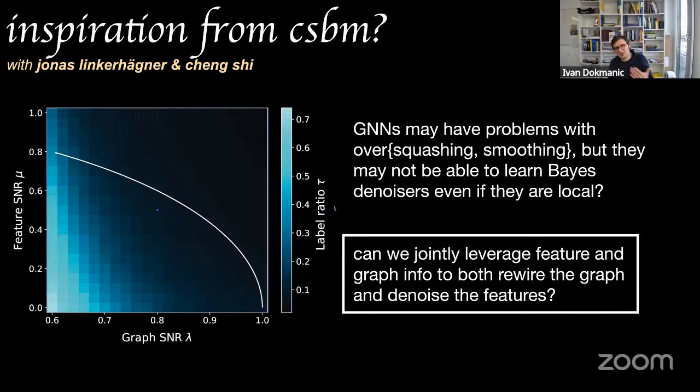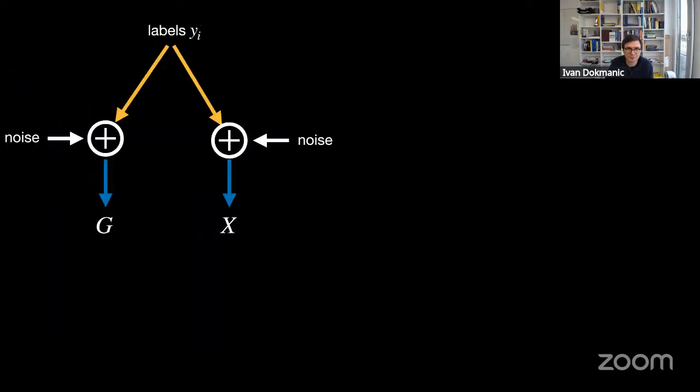So we tried to see what happens if we interpret graph rewiring as a simple denoising problem rather than a geometric problem, and also use features. So we actually cheat a bit and say we're going to use more information. We're going to also use features. Okay, so you remember this figure: we have the labels, we don't see them. They go into two different channels. One generates the graph, the other one the features. So let's try to simplify this.